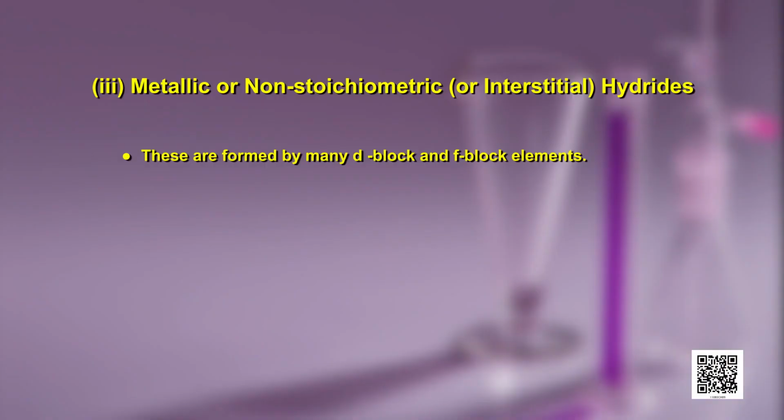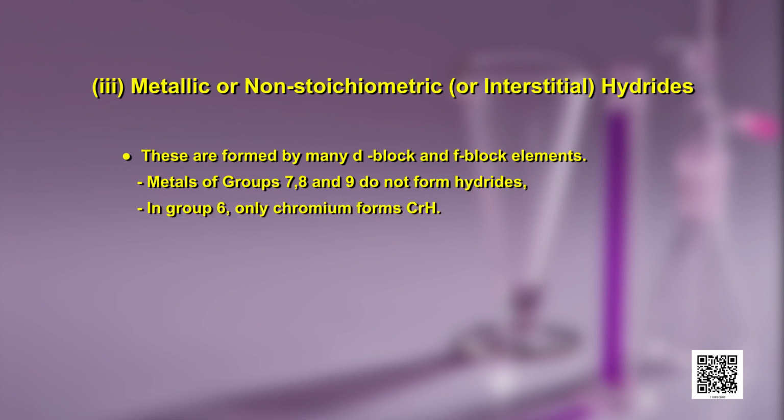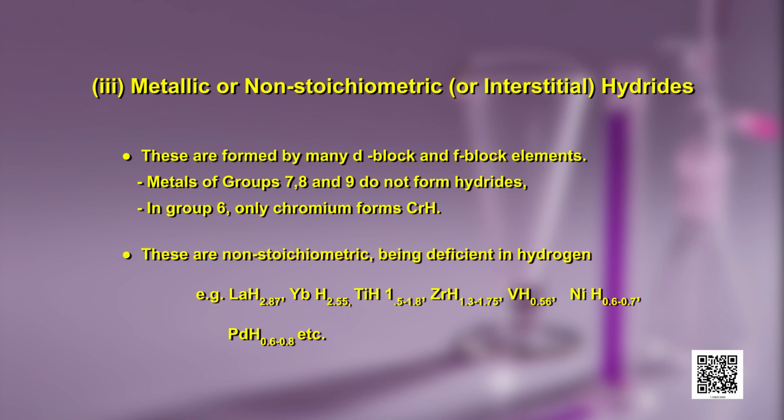Metallic or non-stoichiometric or interstitial hydrides are formed by many d-block and f-block elements. Metals of groups 7, 8 and 9 do not form hydrides. In group 6, only chromium forms hydrides, that is CrH. These are non-stoichiometric, being deficient in hydrogen, and some examples are given here. You can see that hydrogen is lesser than in the proportion required by these hydrides.